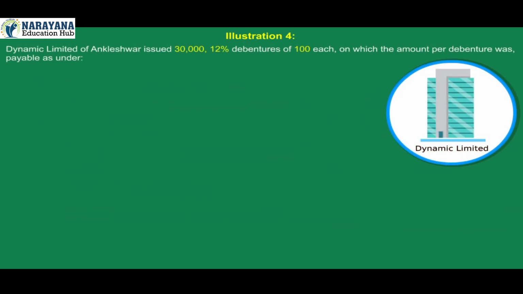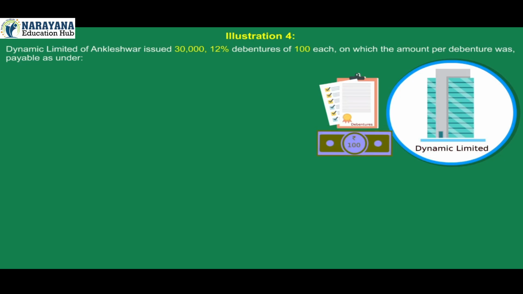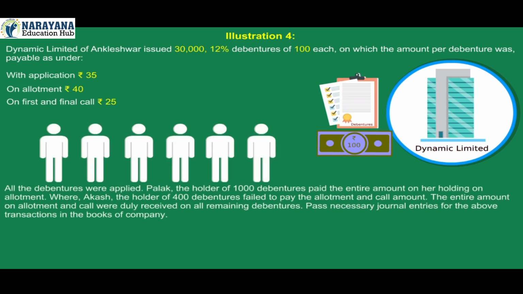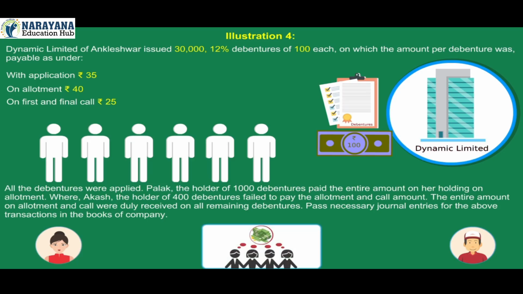Illustration 4. Dynamic Limited of Ankleshwar issued 30,000, 12% debentures of Rs 100 each, on which the amount per debenture was payable as under: with application Rs 35, on allotment Rs 40, on first and final call Rs 25. All the debentures were applied for. Palak, the holder of 1,000 debentures, paid the entire amount on her holding on allotment. Akash, the holder of 400 debentures, failed to pay the allotment and call amount. The entire amounts on allotment and call were duly received on all remaining debentures. Pass necessary journal entries for the above transactions in the books of the company.